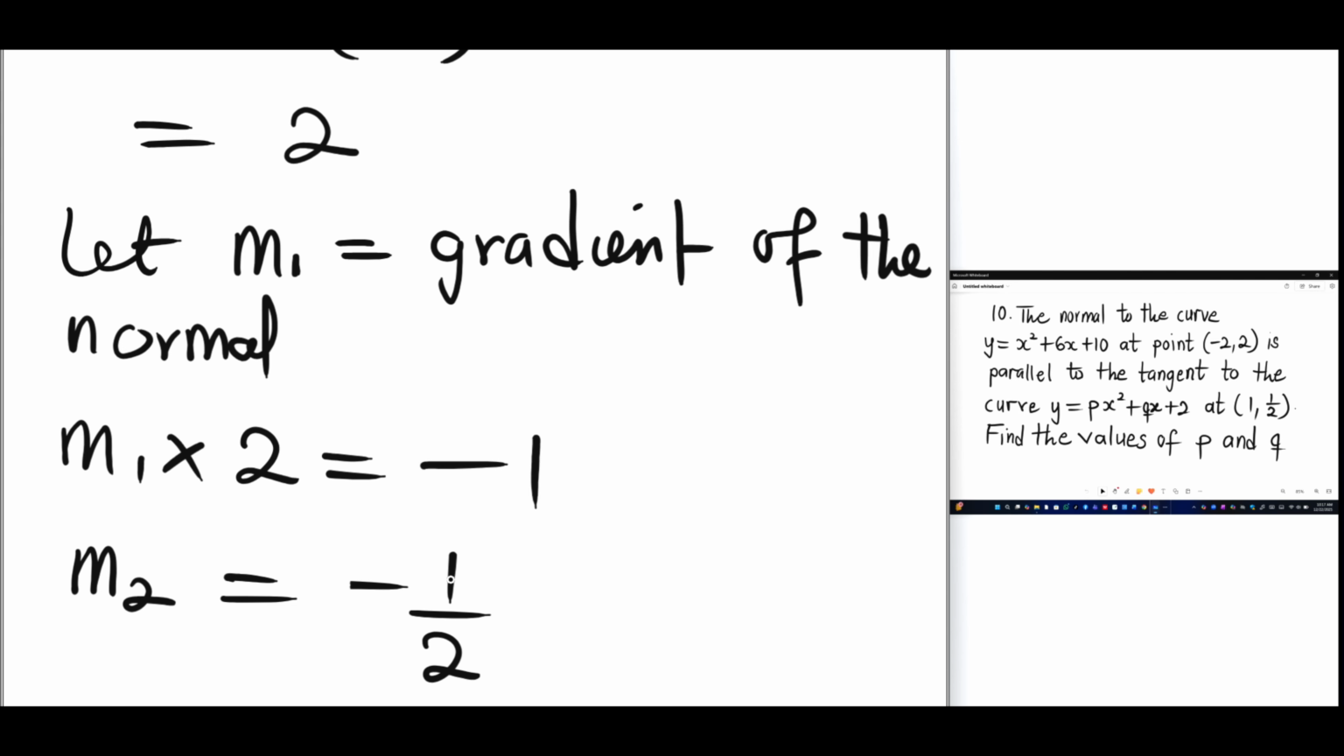Okay, so anytime you have the gradient of the tangent to the curve, to find the gradient of the normal, you just take the negative reciprocal of the gradient of the tangent. The same thing applies if you have the gradient of the normal and you want to find the gradient of the tangent at that same point. You take the negative reciprocal of the gradient of the normal, and that will give you the gradient of the tangent to the curve.